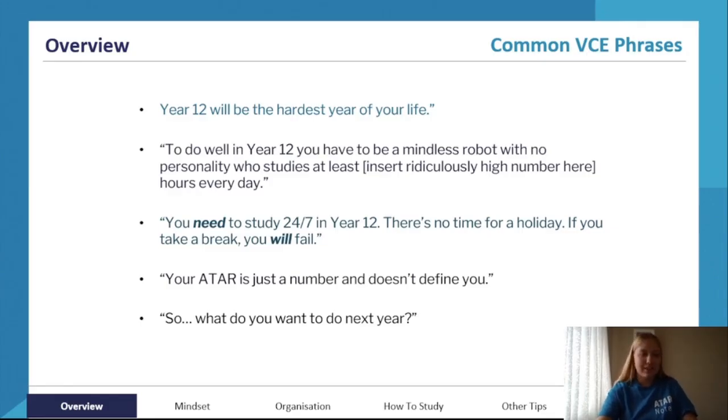I might have sort of believed this in year 10 and 11, especially when hearing the year 12s complaining about the huge number of hours that they study, and thinking, I don't know if I can do that. But it's either more to do with exaggerating or not studying well.